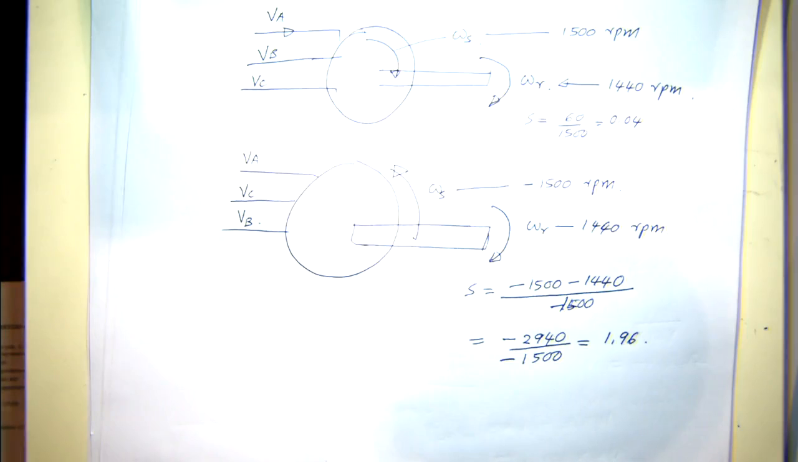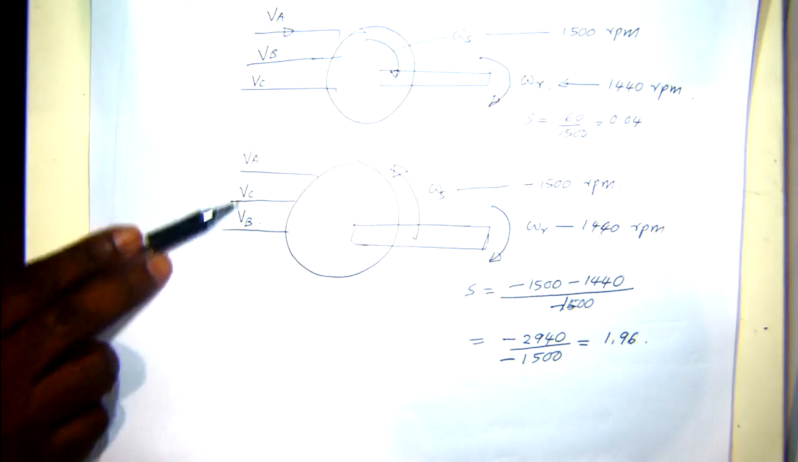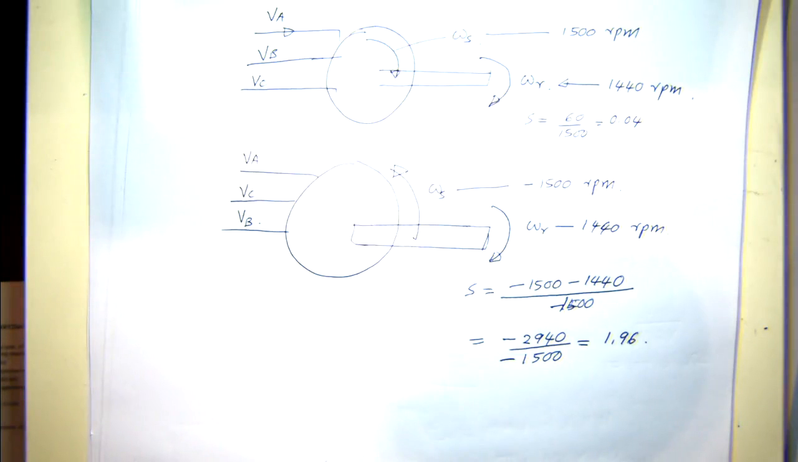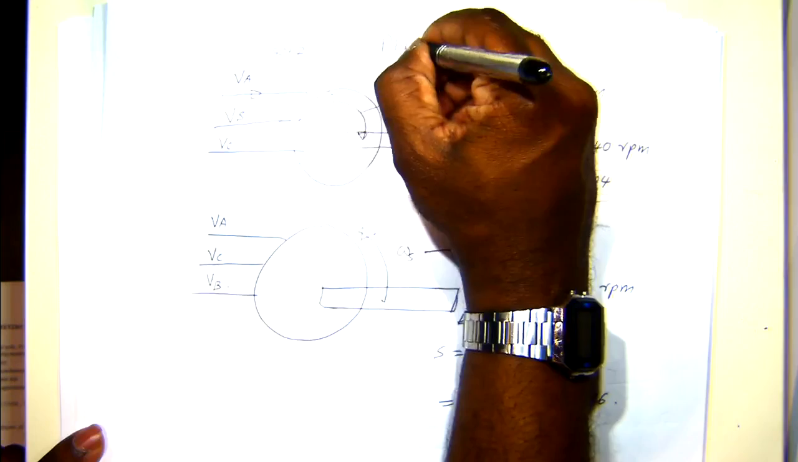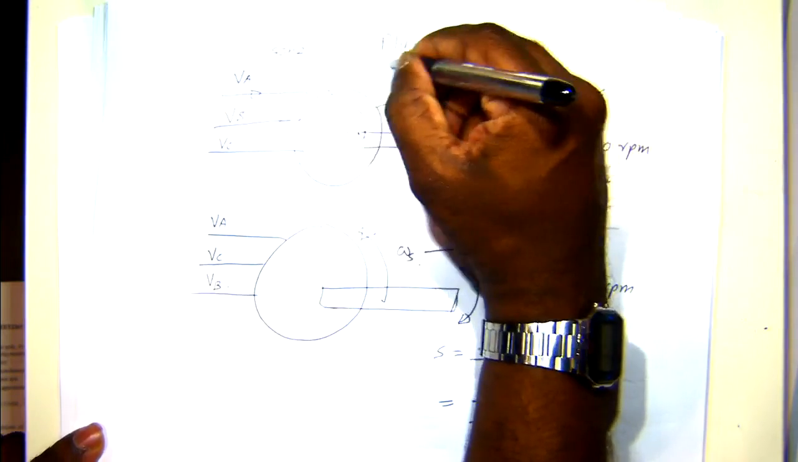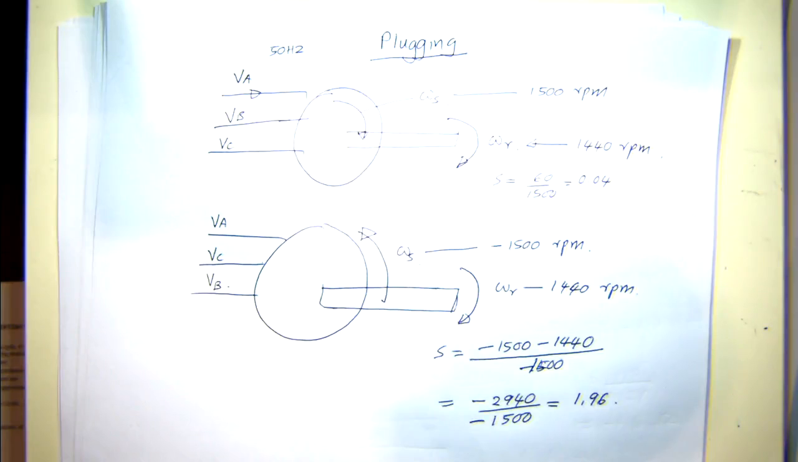So then the machine will decelerate, it will spin down to 0. If you keep it connected the same way, it will start spinning the other way. Otherwise, when it spins down to 0 speed, you just turn off the power, then it will stop. So this method of braking is called plugging braking.